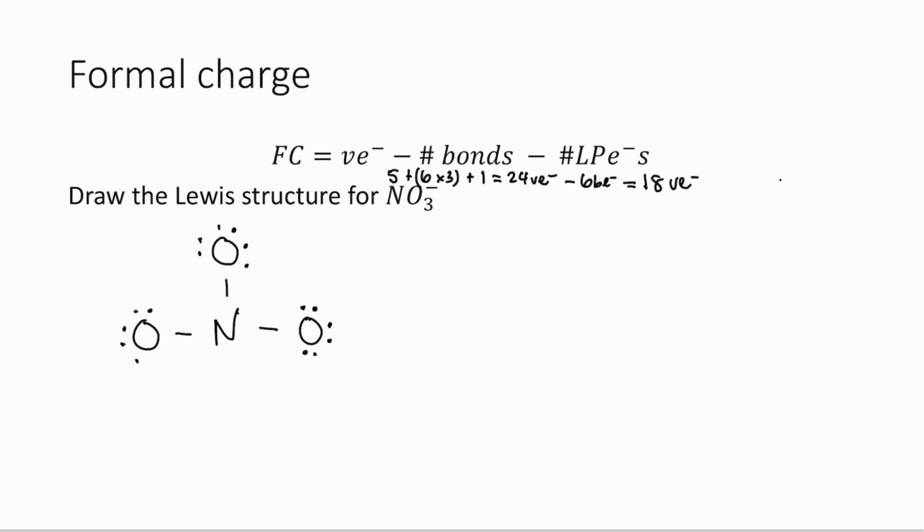Now I can check to see if my octets are fulfilled. All of the oxygens look good. Nitrogen is missing 2 electrons. So I can take 2 of the electrons from oxygen and form a double bond. Now I know that oxygen likes to have 2 bonds, so it's going to be happy. But I have 2 oxygens that don't have 2 bonds right here. So let's calculate the formal charges for these different oxygens.